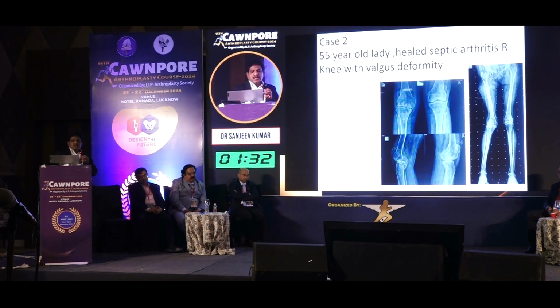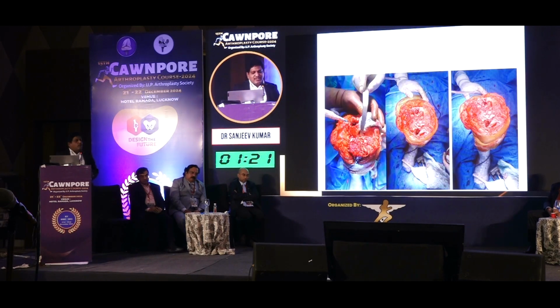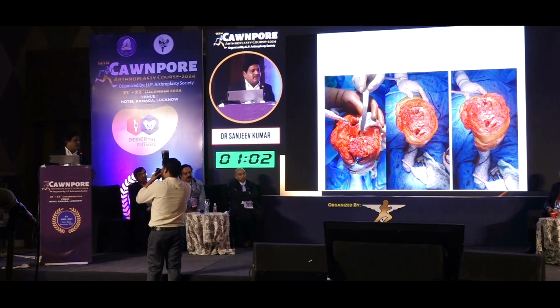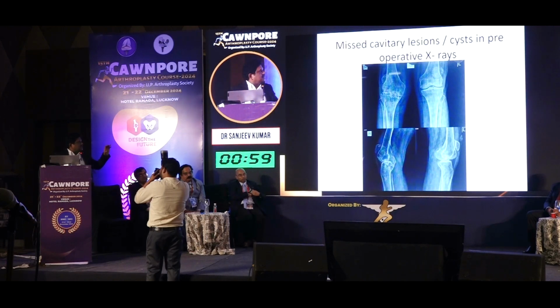Another case was a 55-year-old lady, healed septic arthritis of the right knee with valgus deformity. We planned the knee in a standard manner. Once we opened the knee, we were welcomed with unexpected multiple cysts in the proximal tibia and the femur also. Fortunately, these were all contained defects of the tibia, and on the femur side, in the lateral condyle, the defect was less than 5 millimeters. Although we were not prepared with bone graft because we missed these cavitated lesions on the pre-op X-rays, and we had also not done a CT scan for this case.